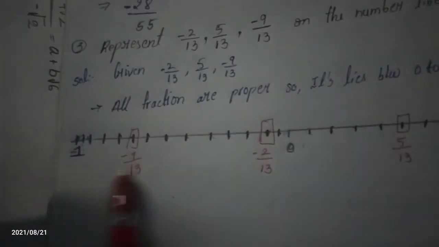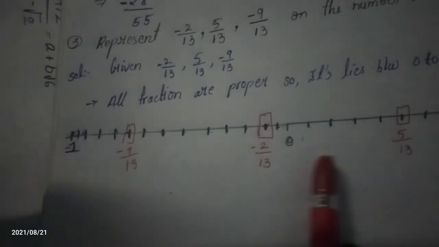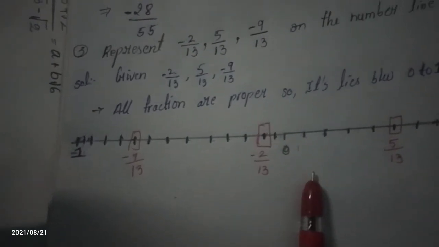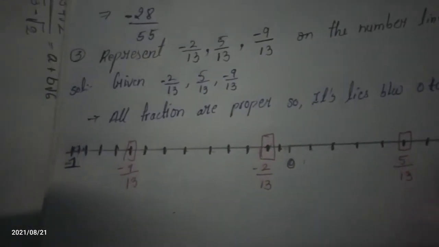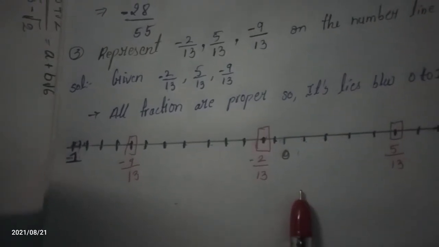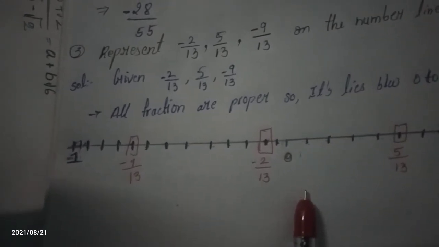This is the process you have to consider and draw. This is your third answer. There is no need to write here, this is a wrong one; write up to here. This one question is completed. Let's move on to the fourth question.